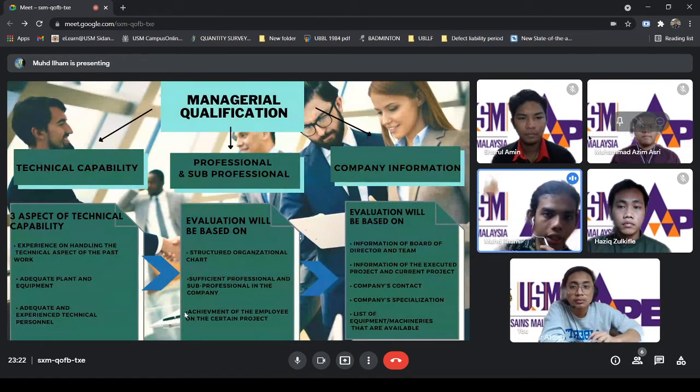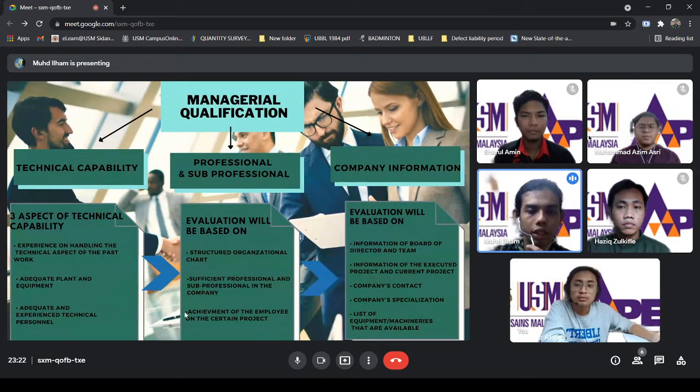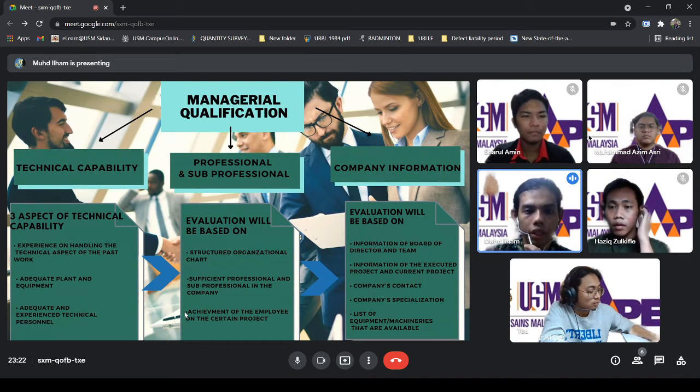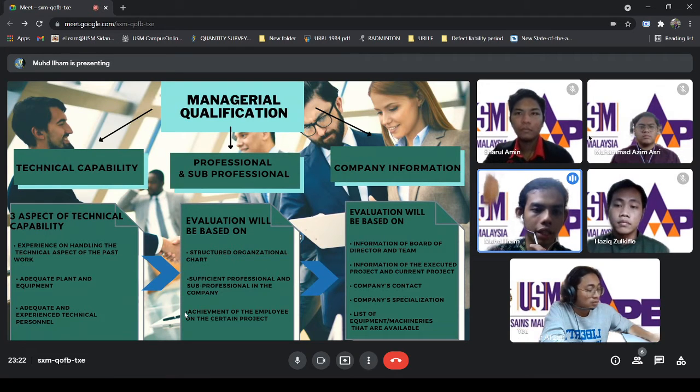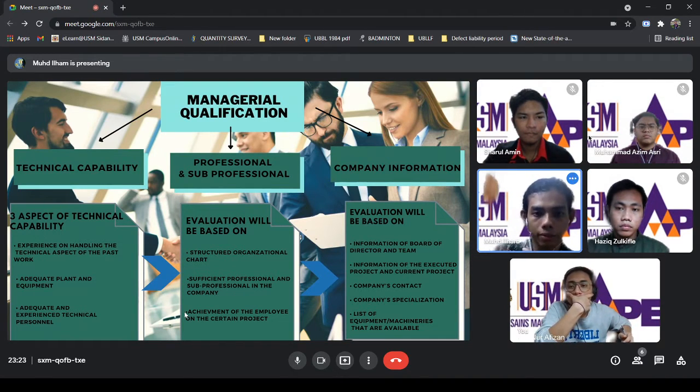Moving on to the next slide, managerial qualification. We also divide it into three parts: technical capability, professional and sub-professional, and company information. For the technical capability, we will look into three aspects. The first is whether the contractor has experience handling the technical aspects of past work. Is it the same as the similar project? The second is, do they have adequate plant and equipment? And the third is, do they have adequate and experienced technical personnel?